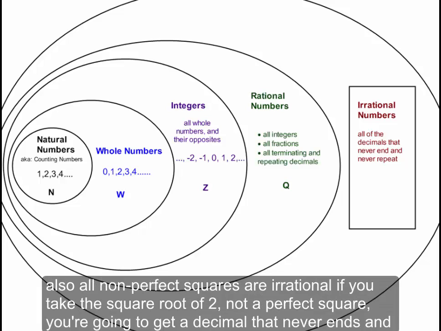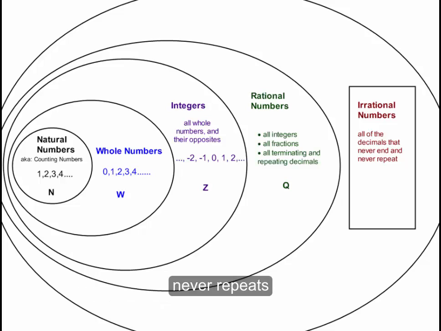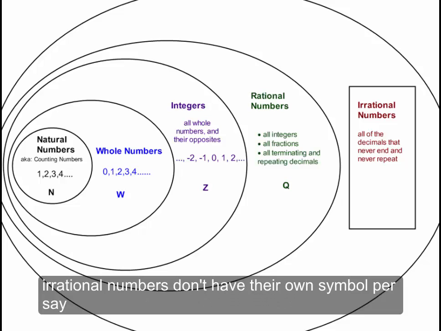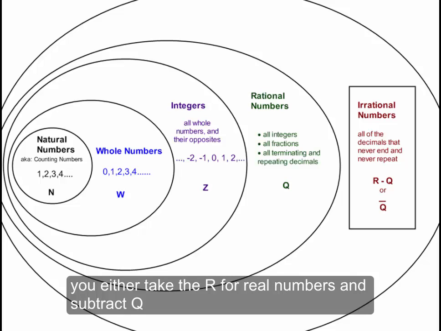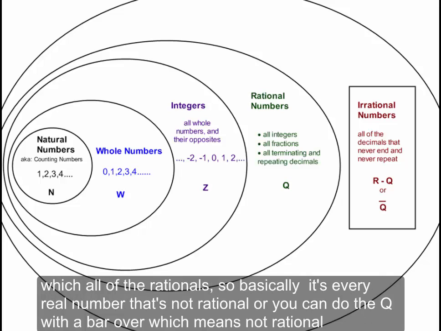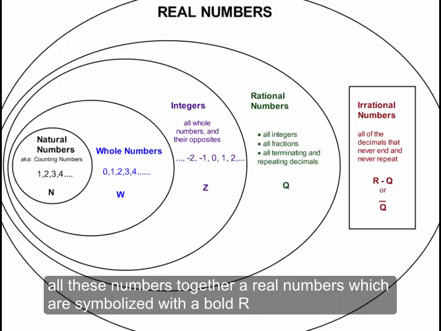Also, all non-perfect squares are irrational. If you take the square root of 2, it's not a perfect square, you're going to get a decimal that never ends and never repeats. Irrational numbers don't have their own symbol per se. You either take the R for real numbers and subtract Q, which are all of the rationals. So basically, it's every real number that's not rational. Or you can do the Q with a bar over it, which means not rational. All of these numbers together are real numbers, which are symbolized with a bold R.